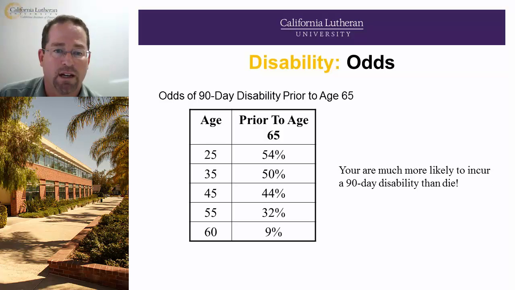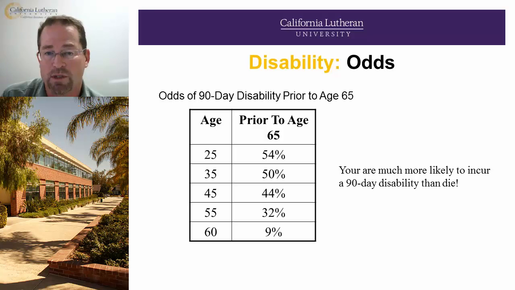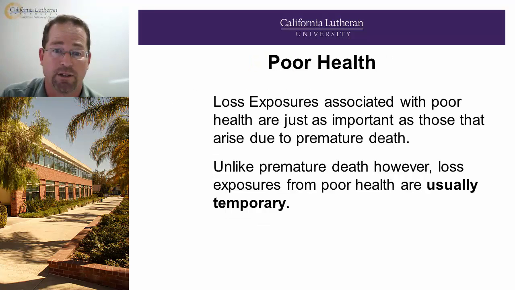Now in this chart, you'll see the odds of a 90-day disability prior to 65, that the younger you are, it's a greater possibility of that happening. As we get close to age 65, that probability of being disabled, well, there's a shorter window to become disabled in the closer we get to that age, and you'll see the probability decreases over time. But when you look at the overall numbers, compared to the prior slide that had the odds of dying at a given age, you're much more likely to incur a 90-day disability while alive than dying at a given age.